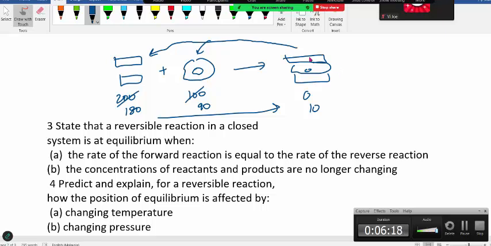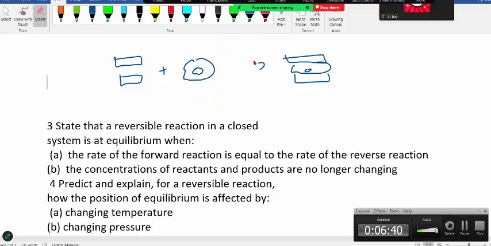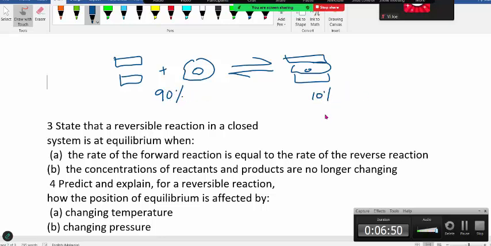So will the reaction ever stop? No, it just goes round and round. Someone makes the sandwich, makes the sandwich, then suddenly someone unmakes, then you have to make again, then someone unmakes. It goes round and round. At the start, I have a lot of the ingredients, a lot of the reactants. So maybe at the start, this one is 90%, this one 10%.